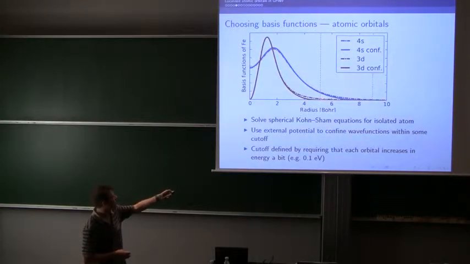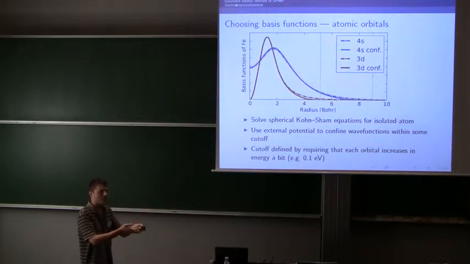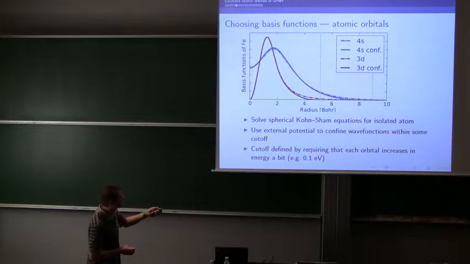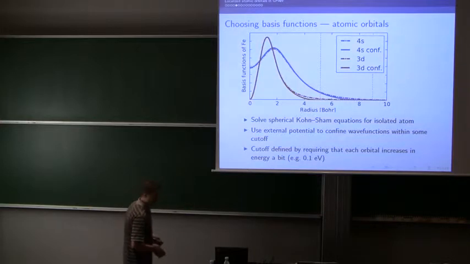If we define as a criterion that the orbital must increase by 0.1 eV in energy, then by fixing the energy with which the orbital should increase, we can get a sort of natural size of these basis functions, so they are large enough to get a pretty nice description, but not overly expensive to put into space.